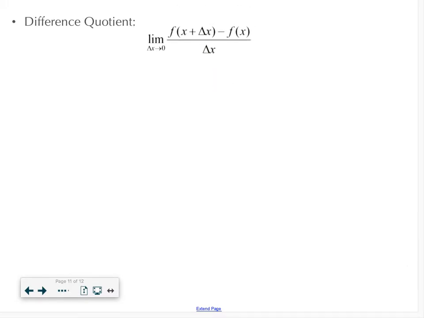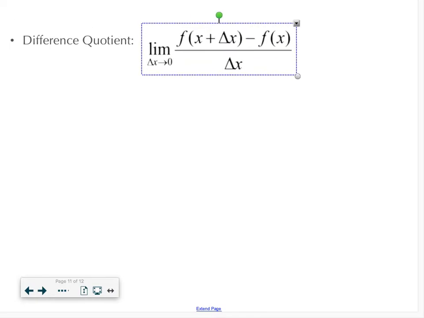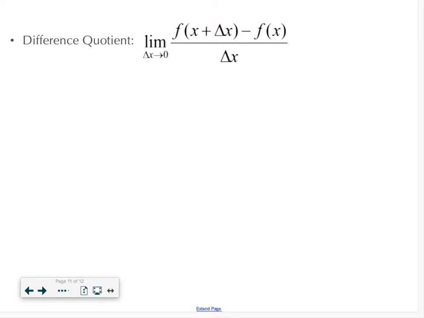Now, this is what your book has. Those delta x's. On our quiz, we used h. If you don't like the delta x, those of you in physics, help us out. It means, what's the delta? Change in x. If you don't like the delta x and it bothers you, write an h every time you see a delta x.